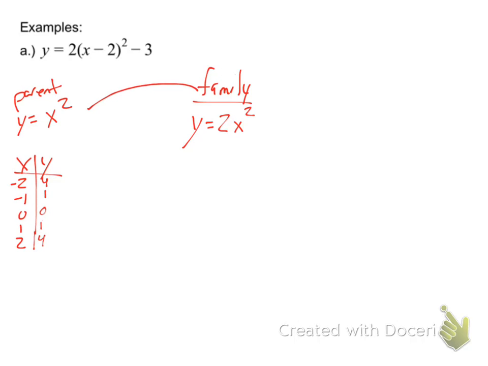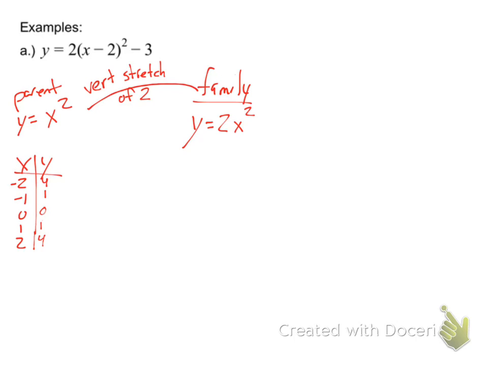Right? And now on that bridge, you tell me what the 2 does. What does that particular 2 in front of the function do? It would be a vertical stretch of 2. So I need to hear these things. A vertical stretch of 2.